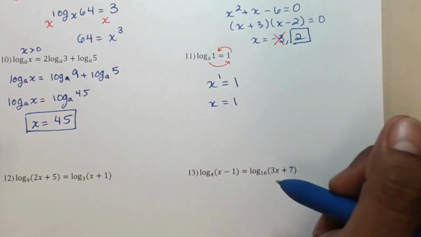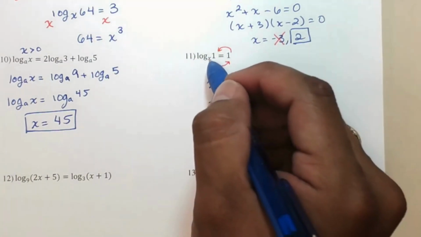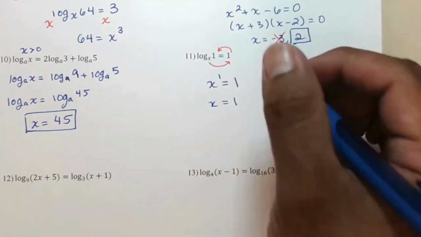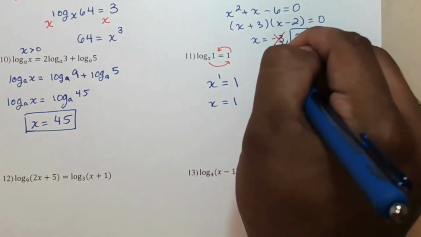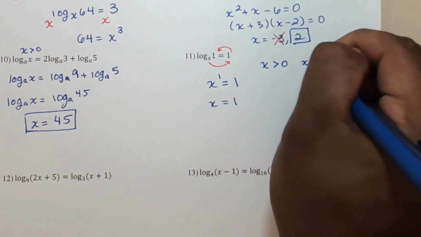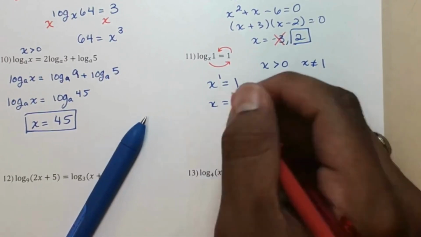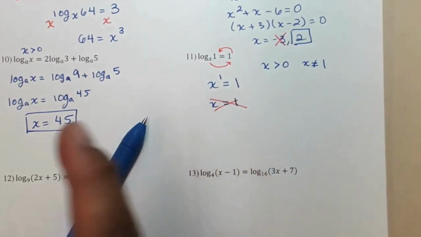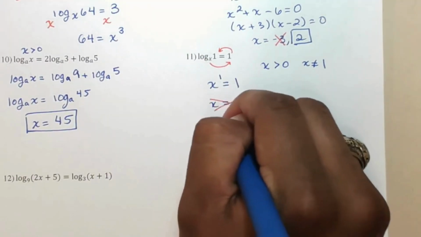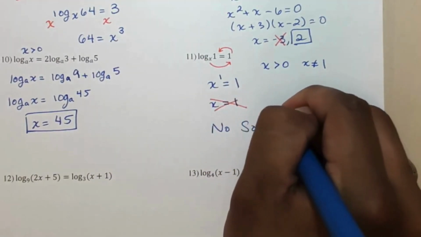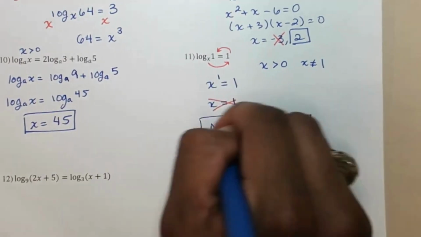So is that my answer? No. We have to be very careful that the base of our log in this situation is greater than 0, but not equal to 1. Well, that means that this solution doesn't work. So what's my possible answer? Well, there isn't one. This is a no solution problem.